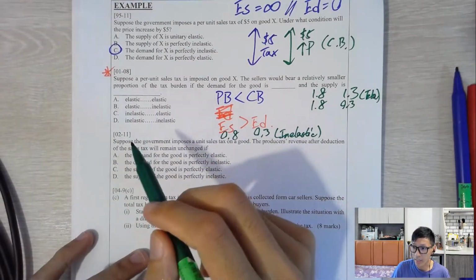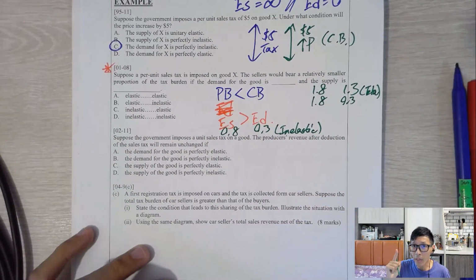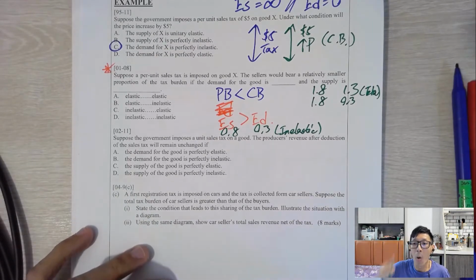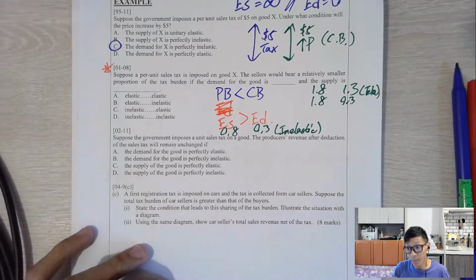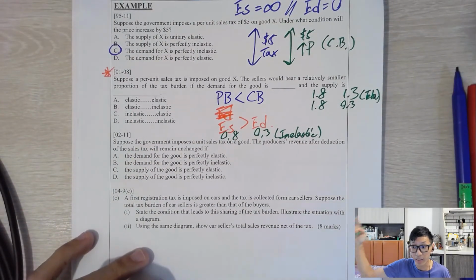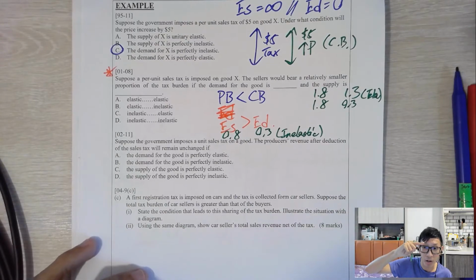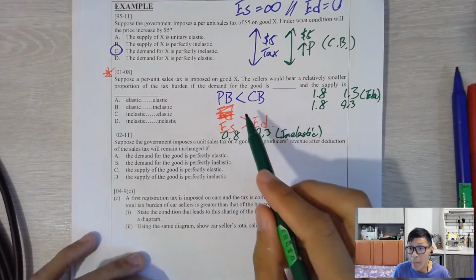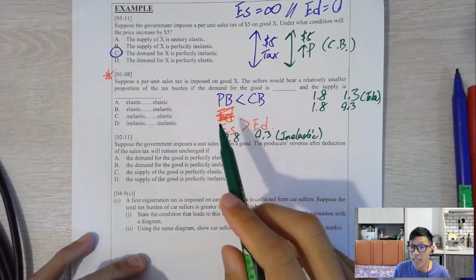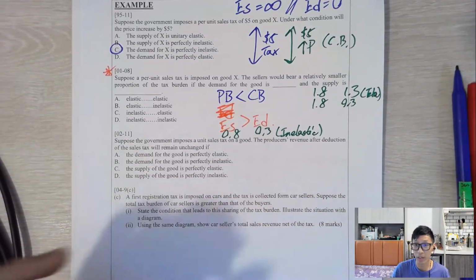原來重點不是它elastic還是inelastic. The important point is whether one is more elastic. 因为呢, elastic or inelastic, it is a comparison of bigger than one and smaller than one. Okay? But the main point is not bigger than one or smaller than one, but only whether ES and ED, which one is more elastic.